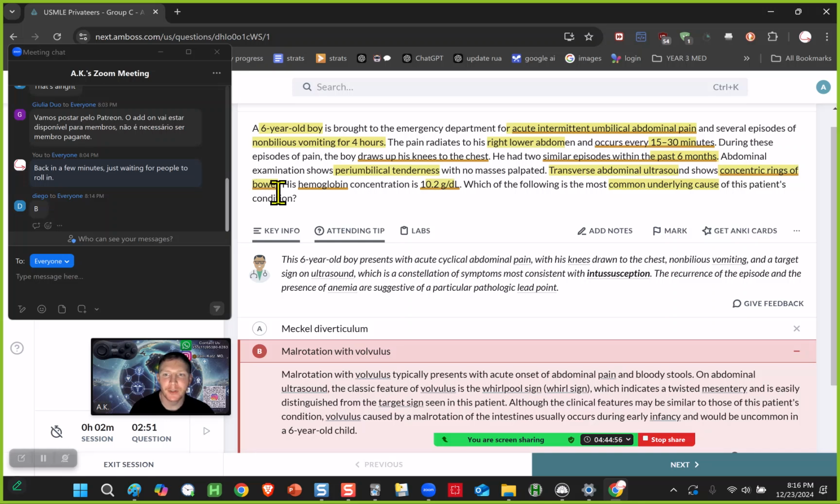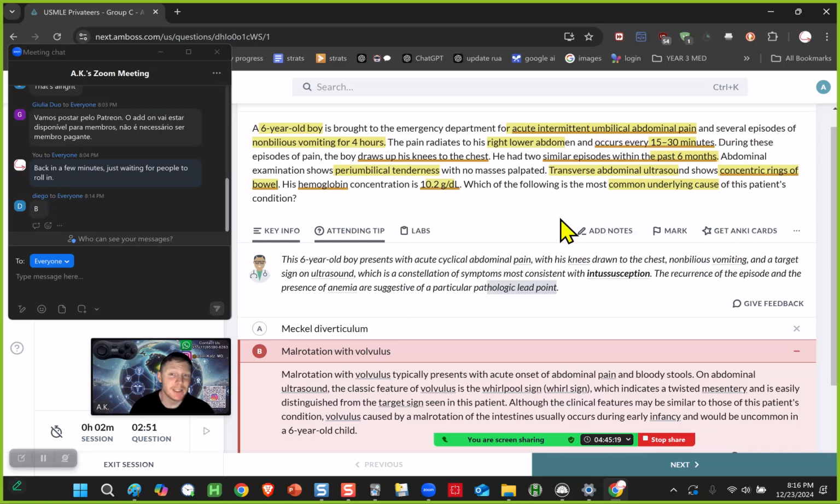When we say concentric rings of bowel on ultrasound, there's a specific way to describe that: the target sign. Have you heard of the target sign? No. Target sign on ultrasound refers to intussusception. And so when we talk about intussusception, they talk about this lead point.